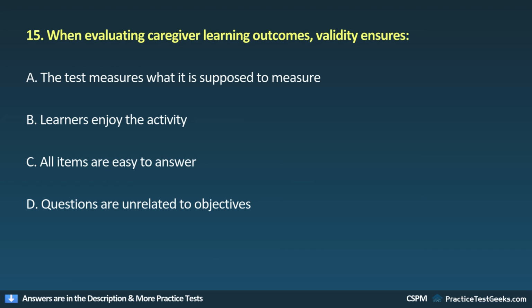15. When evaluating caregiver learning outcomes, validity ensures A. The test measures what it is supposed to measure. B. Learners enjoy the activity. C. All items are easy to answer. D. Questions are unrelated to objectives.